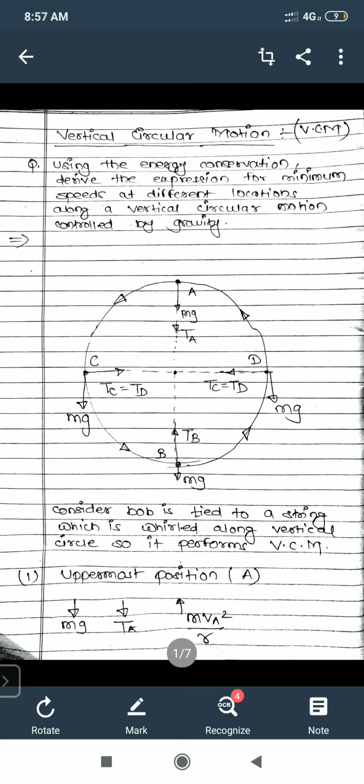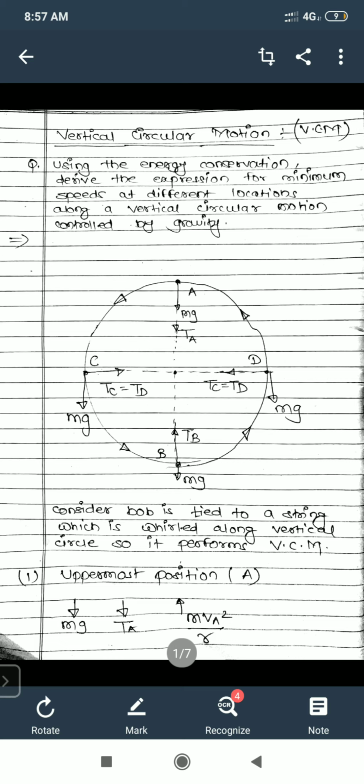Now today's topic is circular motion, but the vertical one. Vertical circular motion. In this case, first consider the circular motion, whatever we have learned in 11th standard or in the previous lectures. In circular motion, the particle is moving with a constant speed, and its velocity direction will be perpendicular to its radius vector.